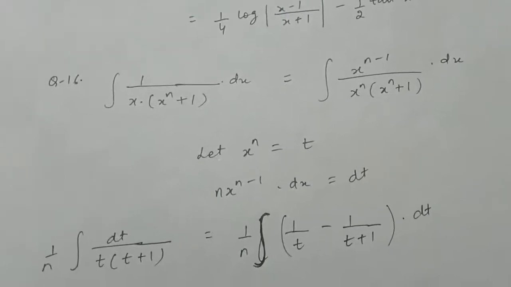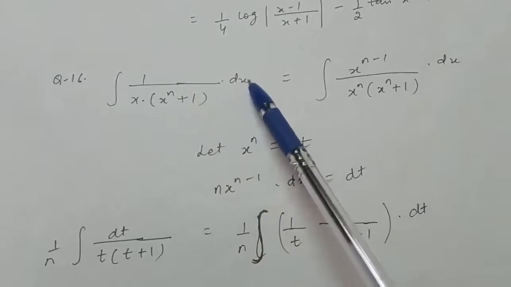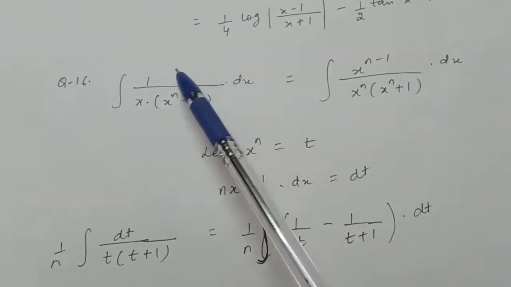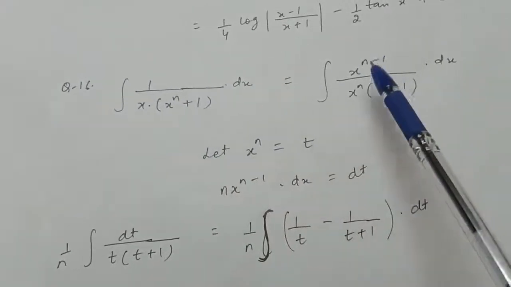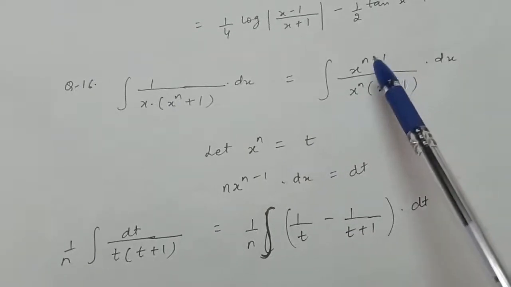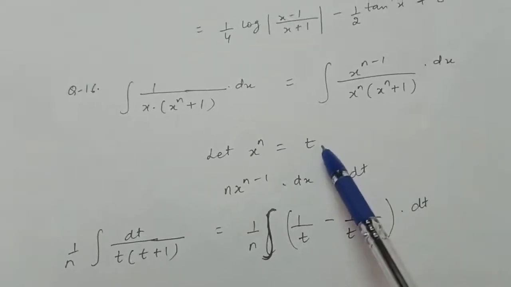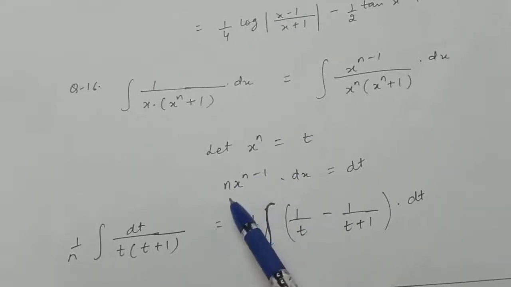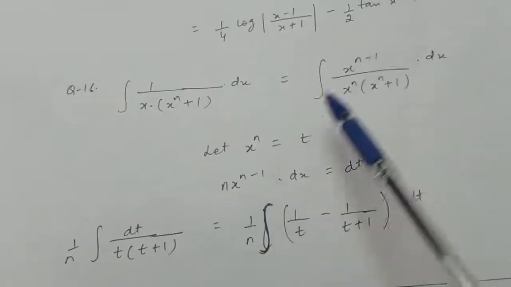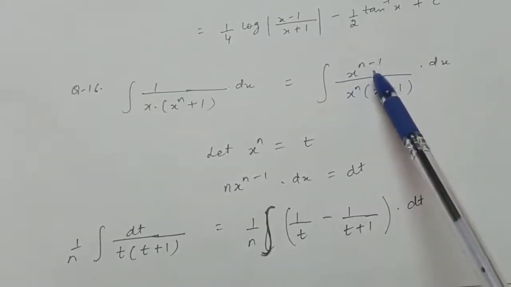Clear? Now question number 16 is the integral of 1 upon x into x raised to the power n plus 1 into dx. Now see what we will do. Multiply and divide the function with x raised to the power n minus 1. Why have we done this? Now we can take x raised to the power n as equal to t, and when you differentiate both sides, the derivative of this is n into x raised to the power n minus 1. Now x raised to the power n minus 1 exists in the integrand.